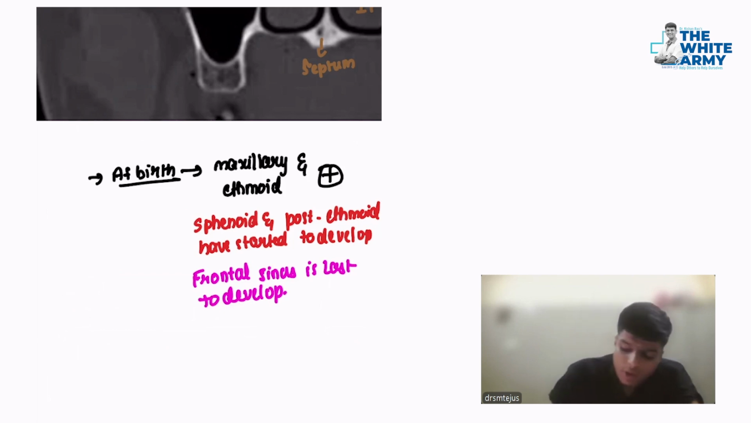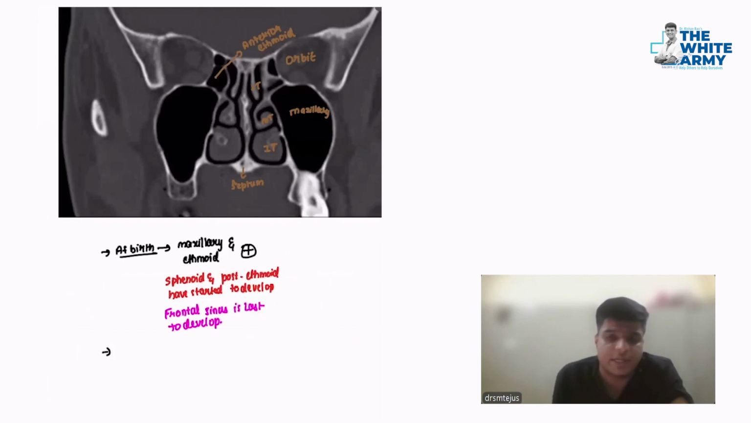One more important fact we need to know is that all the sinuses are a single big cavity. We have two maxillary sinuses, two frontal sinuses, two sphenoid sinuses, but the ethmoid sinus is a group of air cells.